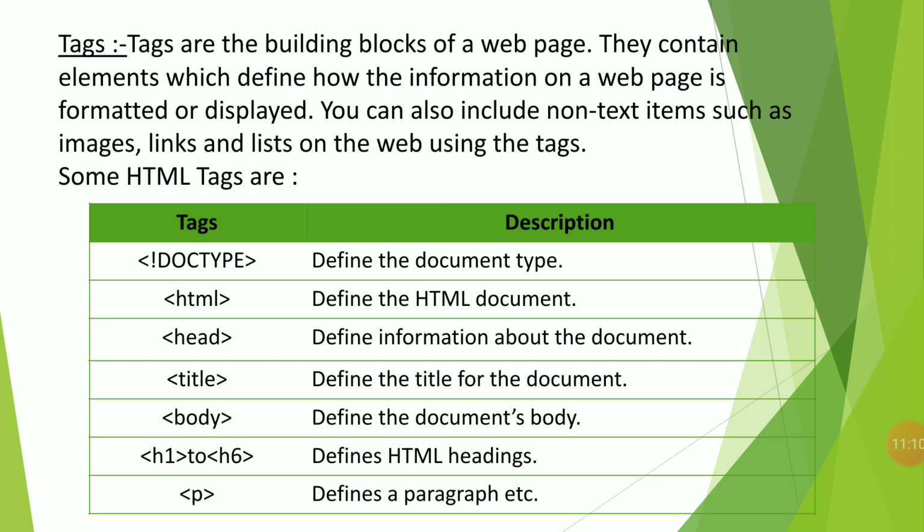Next, I am going to discuss various kinds of HTML tags. So before starting, let me tell you what HTML tags are. Tags are the building blocks of a web page. They contain elements which define how the information on a web page is formed or displayed. You can also include non-text items such as images, links and lists on a web page using tags. Tags do not appear in the web browser's window, but they display the effects on the text and non-text items.